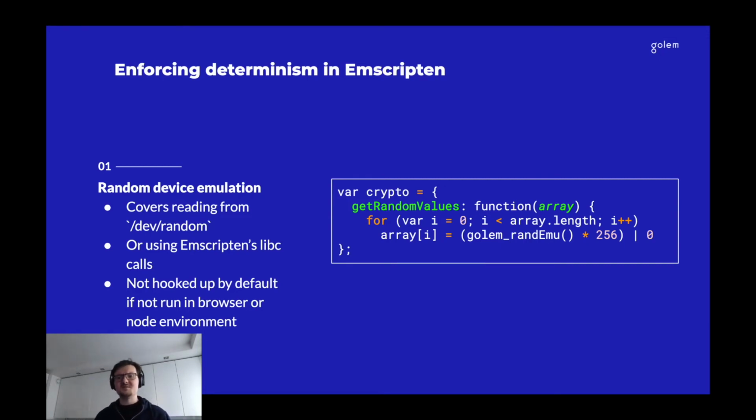Believe it or not, this one was actually pretty easy. That's mainly because by default, if you're not running in the browser or Node environment, and Emscripten knows this because certain markers are set, then you'll actually get a panic whenever you want to access randomness. So the way we patched it up was that every single time you run your Wasm module and get random values, you get exactly the same repeatable stream of numbers, always. Okay, so that's done. That's easy.